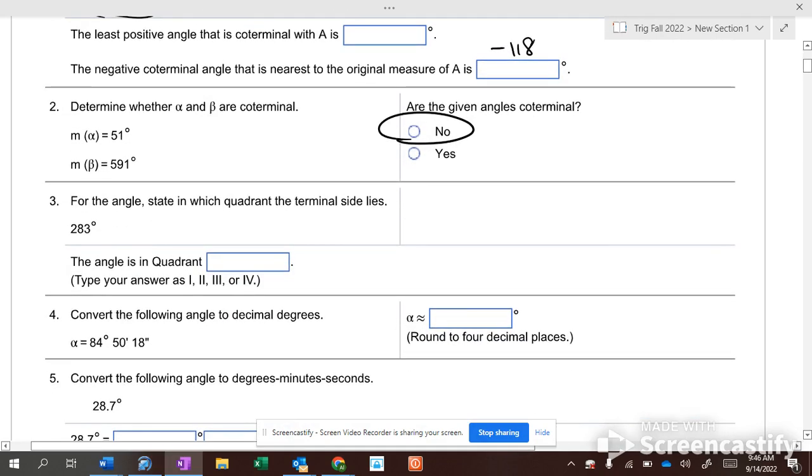Okay. 283. What quadrant's that in? Well, now that you have your unit circle, you can just look at your unit circle, but you wouldn't even have to look at your unit circle because that's in quadrant number 4.